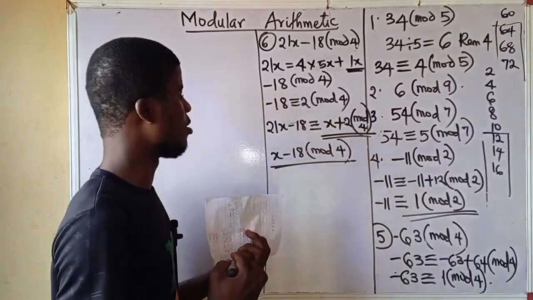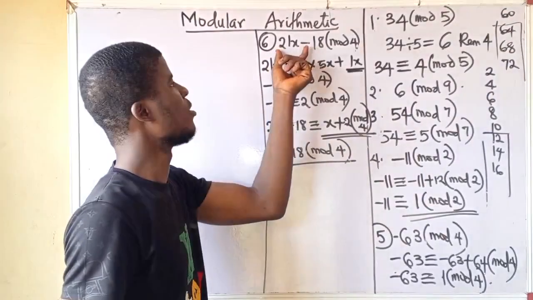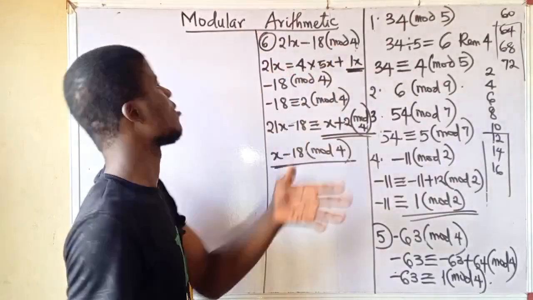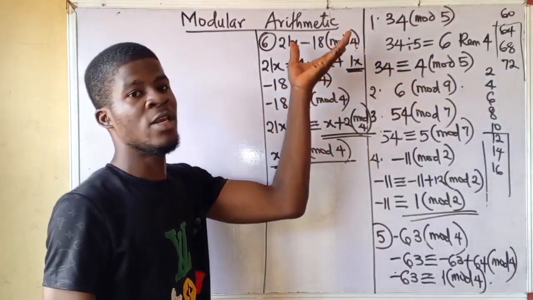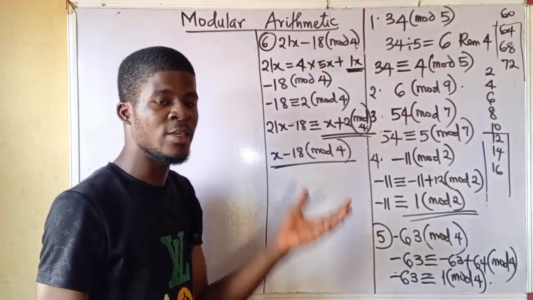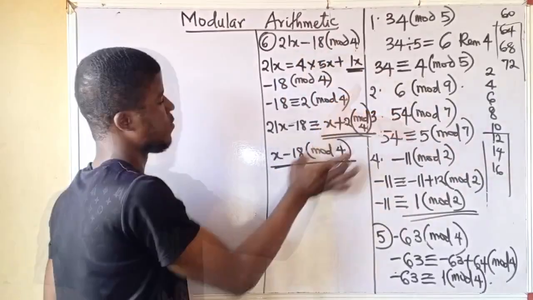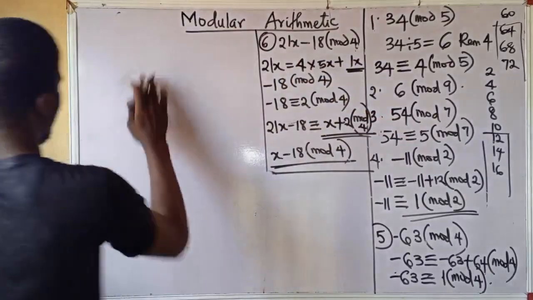The thing is, we only simplified 21x here. We didn't break down the minus 18. Maybe they felt that minus 18 is actually less than 4. That is why they left it in this form. Like in the way they solved their question, they left the negative values like that. Both of them are the same, actually. Yes, they're the same.